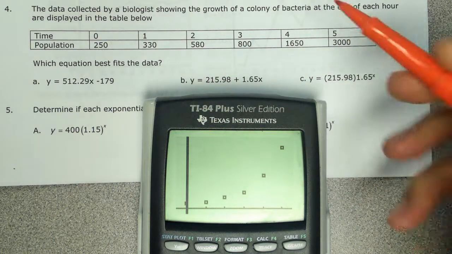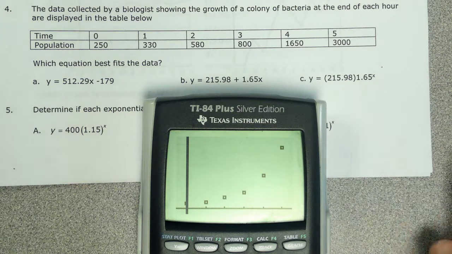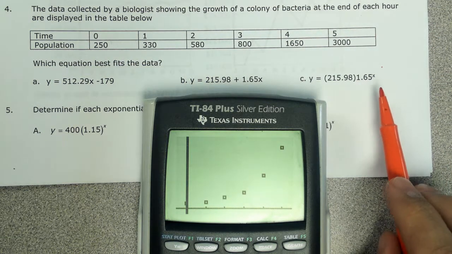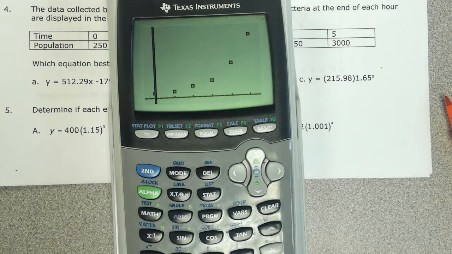None of them are quadratic. We have linear, linear, and exponential. Exponential is whenever the x is on top. It's actually an exponent. So I'm going to say this is exponential growth.